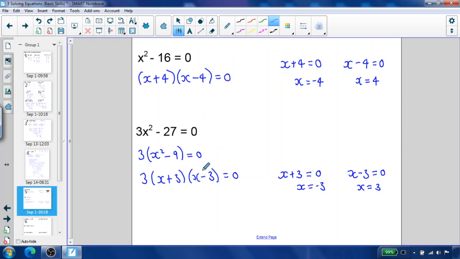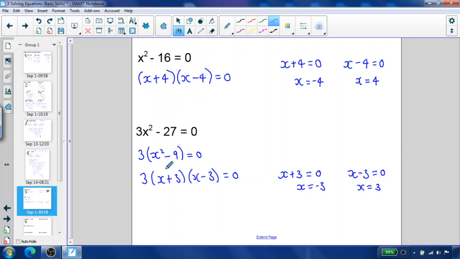Now, some of you may be quite confident in working from the bracket form. So spotting that for this bracket, x must be equal to minus 4, and from this bracket, x must be equal to 4.